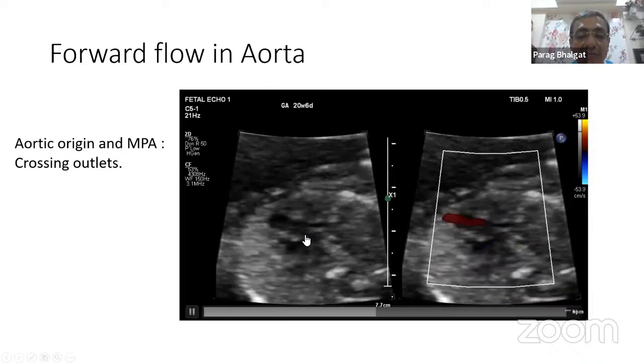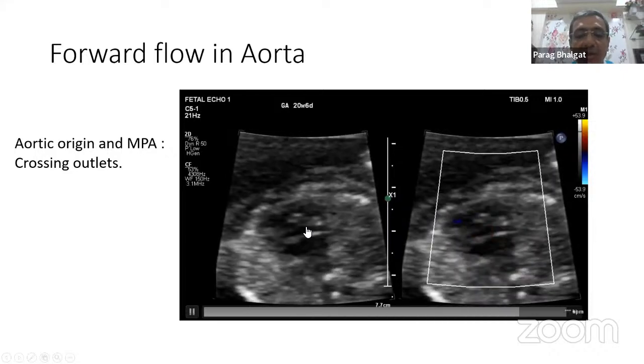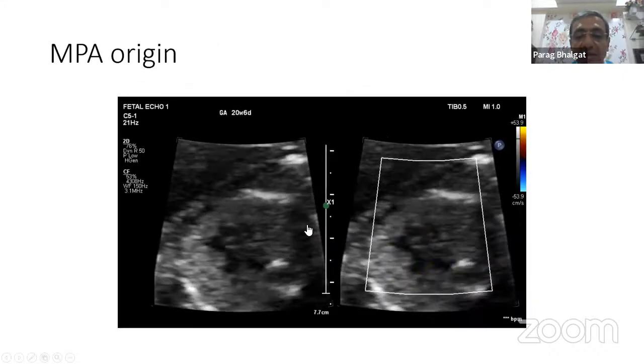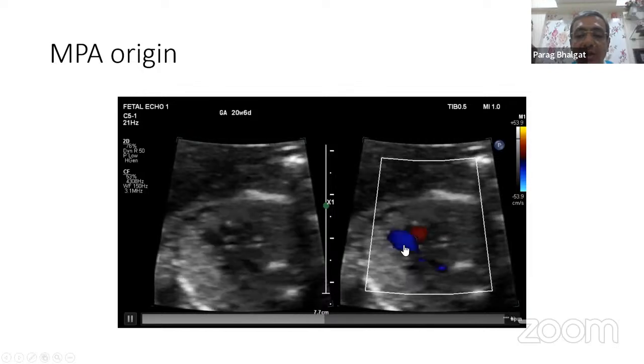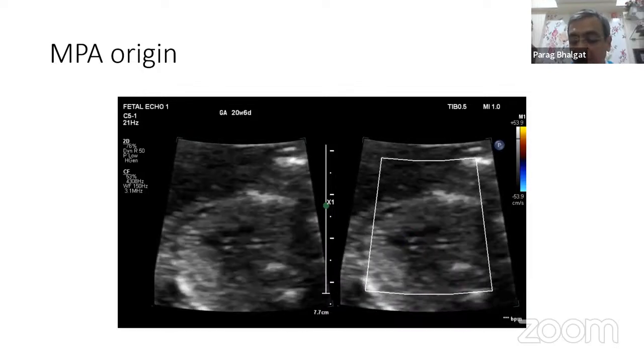This is the origin of the aorta from the LV. Just remember this relation, how the aorta is moving the red flow, and check the crossing of the pulmonary artery, that it's at 90 degrees to the aorta. So they are crossing.